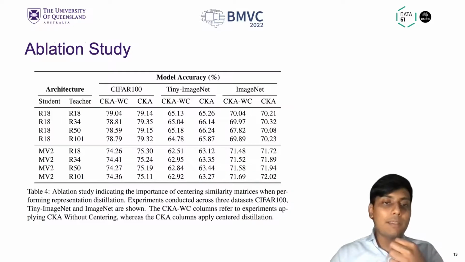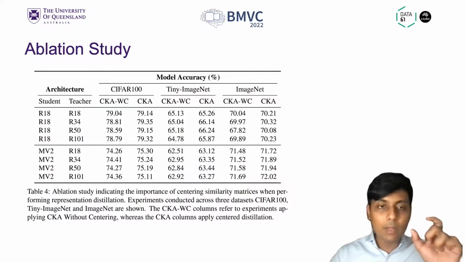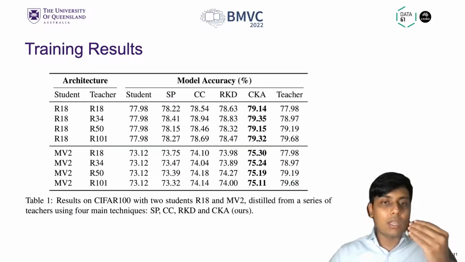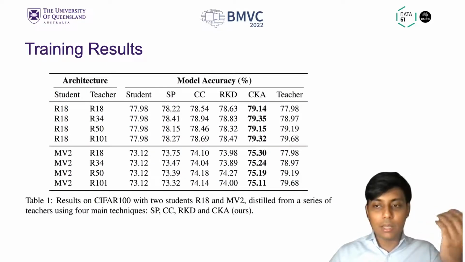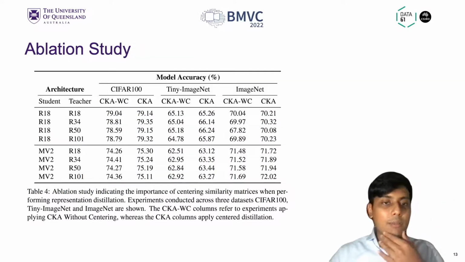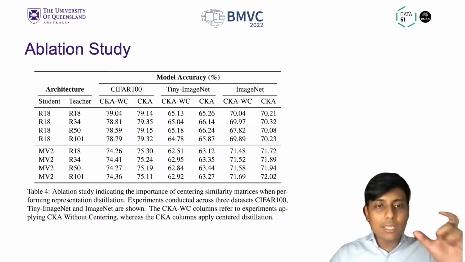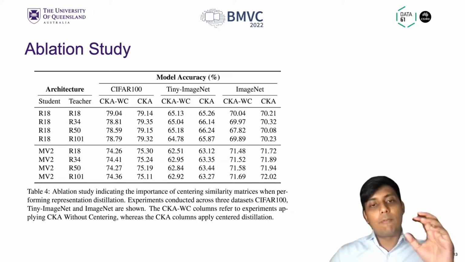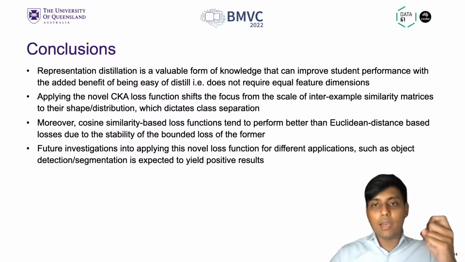If we compare the CKA without centering experiment, which is the cosine similarity metric essentially, with the SP metric, which is basically the Frobenius norm, the Euclidean distance space loss metric, we can see that the cosine similarity outperforms that as well. The reason for that is that cosine similarity is a bounded loss value, between 0 and 1. So we believe that provides a much more stable training ground for the student, which ends up performing better.